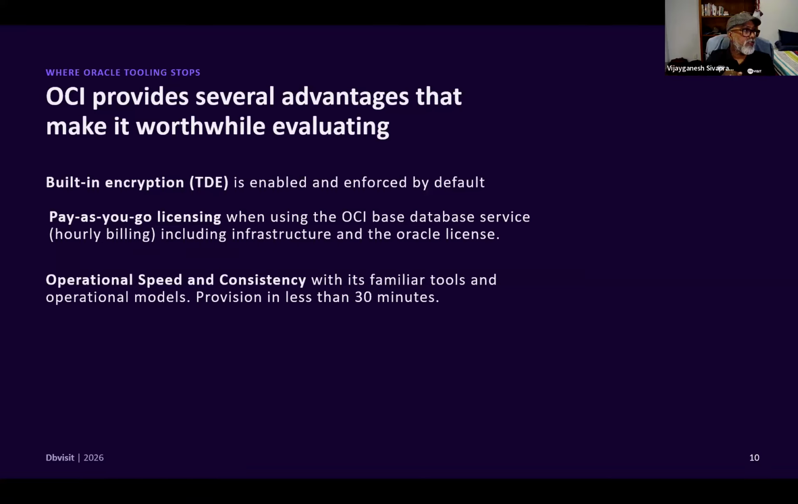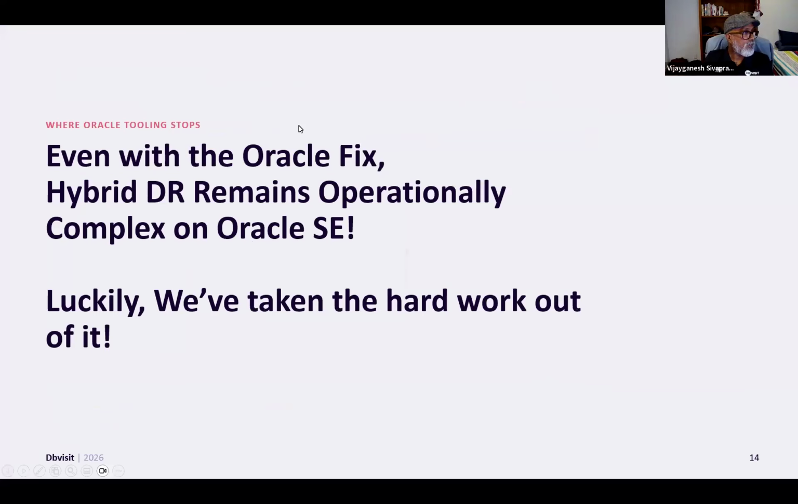And pay-as-you-go licensing when using OCI is hourly billing, and it includes both your infrastructure and your license cost as well. This is very important, as everything is clubbed together and you know exactly what you're paying. And when it comes to operational speed and consistency, the build time for your OCI DBCS environment is around 30 minutes. It's completely wizard driven and easy to build your environment faster as well.